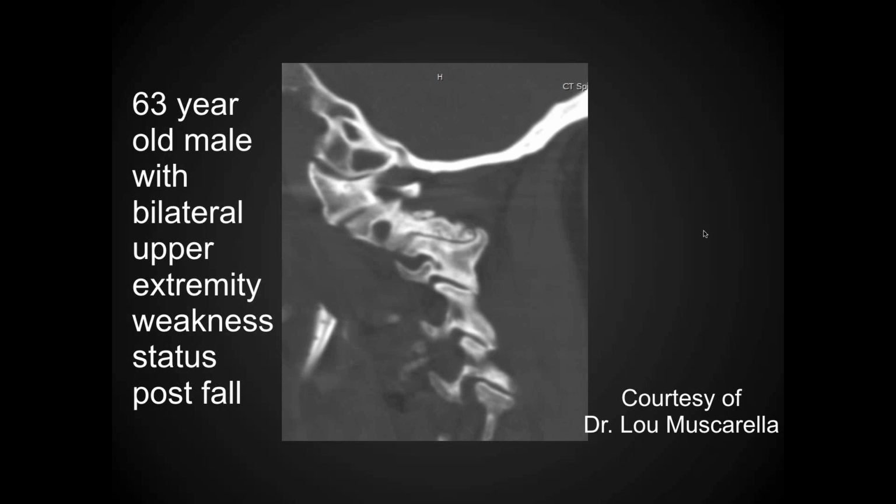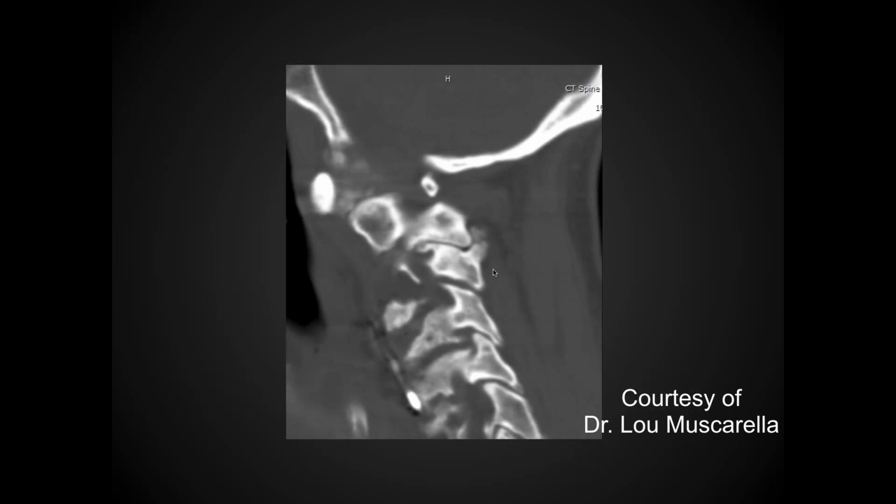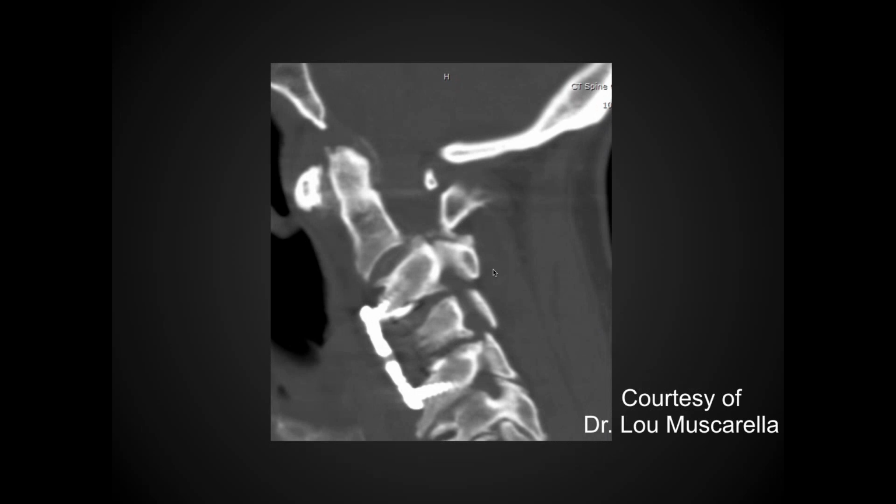63-year-old with bilateral upper extremity weakness after a fall. So I think this is really bad alignment, right? What's going on here? That looks chronic, and there's been surgery. Well, okay, anyways, there's been surgery and the alignment is off. I'm really not sure what's wrong with the alignment, but it's especially off.